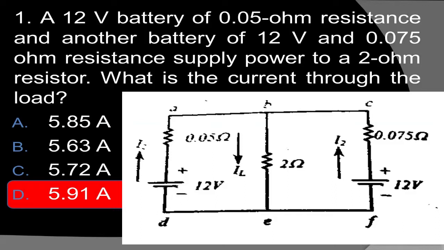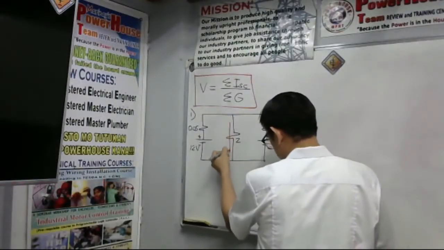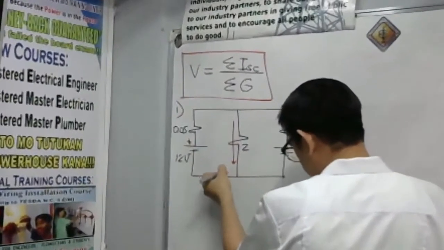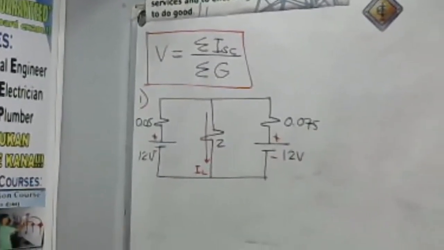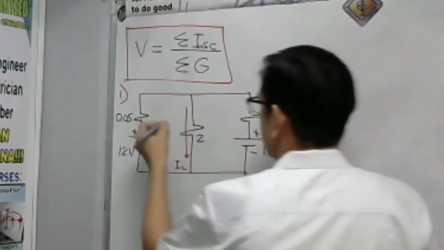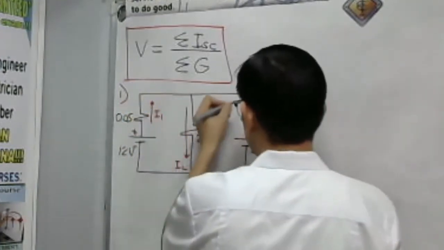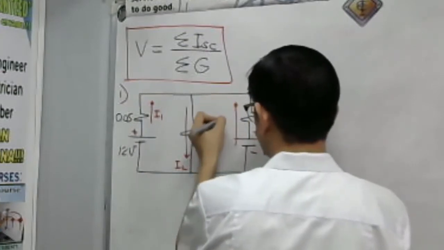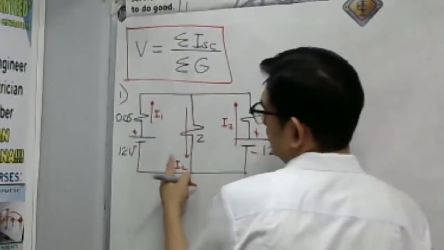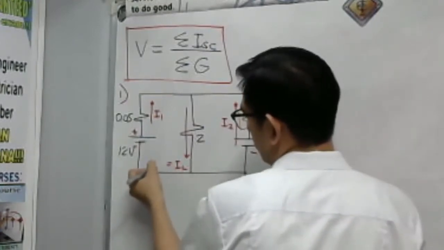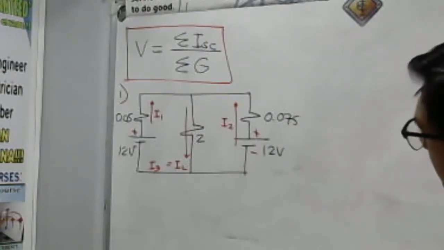The load is actually this, the current flowing here. This is the load current. I will complete all the branch currents. I will call this I sub 1, and this is I sub 2, and let's say our load current is I sub 3.